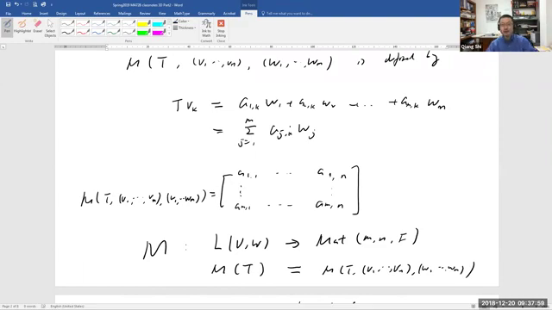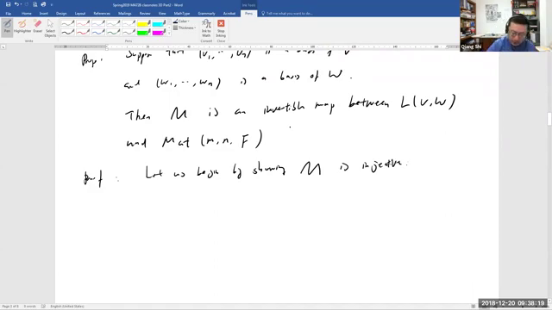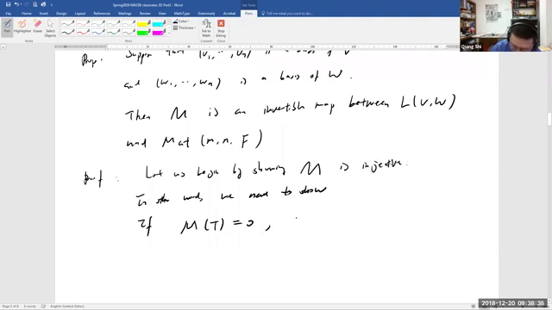So you fix these two vector spaces and their bases, and then one T gives you one matrix, another T gives you another matrix. This is the correspondence. The input is the T, and that is sent to a matrix by M. So then we're saying this is injective. What does it mean for this to be injective? In other words, what we want to show is that if M(T) is equal to 0, then T is equal to 0.